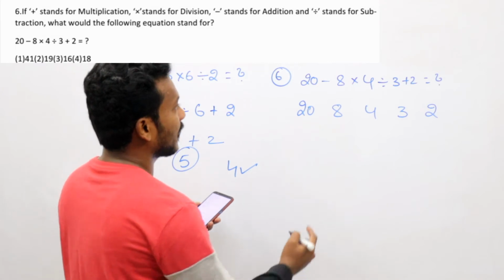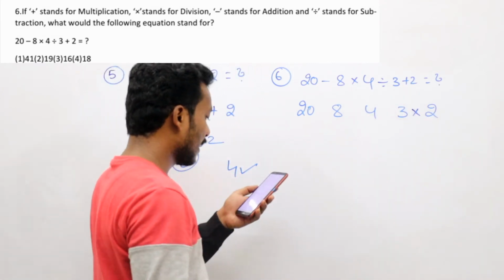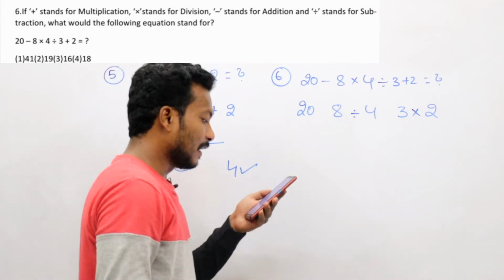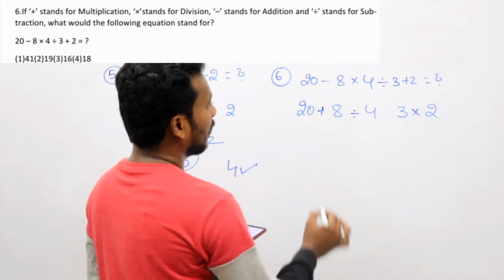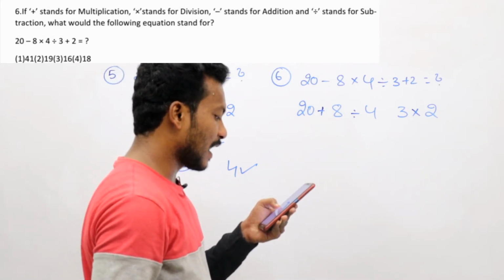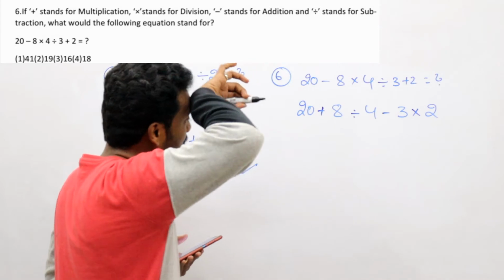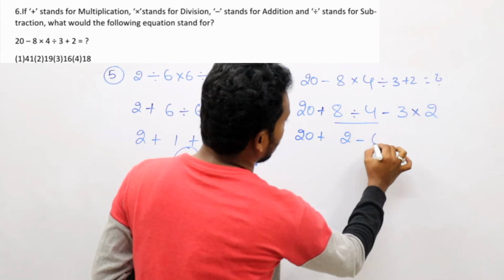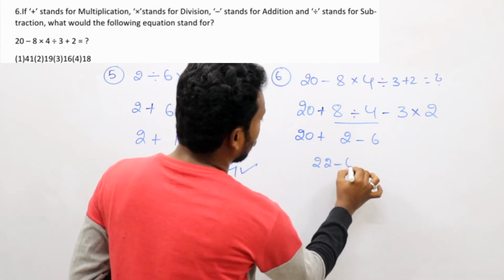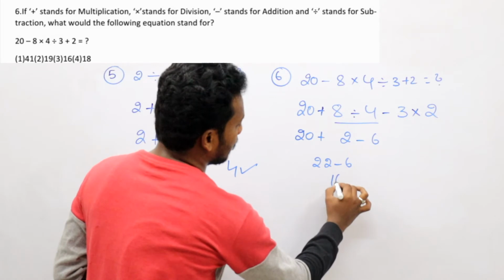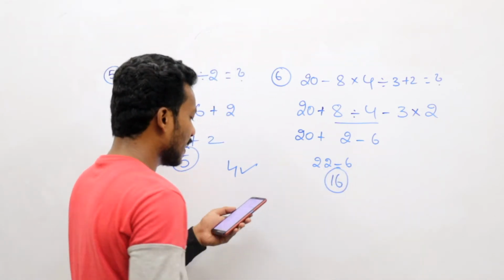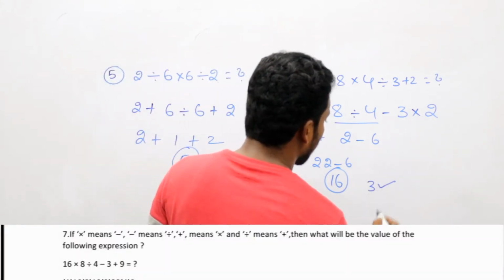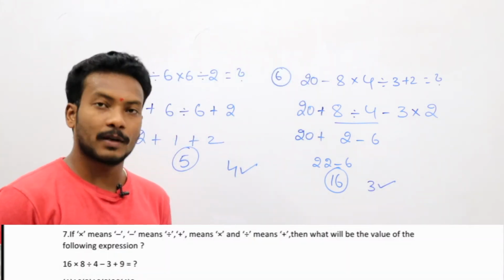Plus stands for multiplication, here it is plus, taking it as multiplication. Into stands for division, here it is division, and minus stands for addition. Now the remaining, division stands for subtraction. First we have to do 20 plus, what is the answer here? 2 minus 3 2 is 6, that is 22 minus 6. 22 minus 6 is 16. Our required answer is 16. 16 is in which option? That is the third option. Our third option is the correct answer. Okay, right?